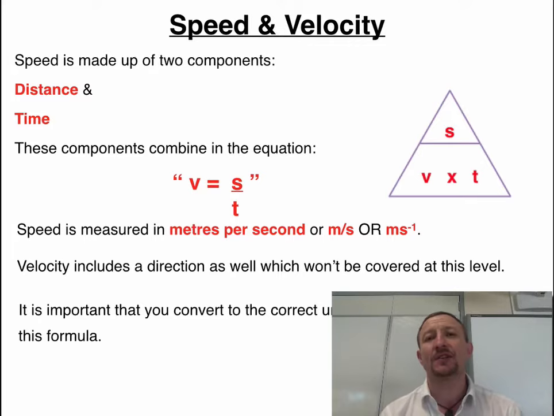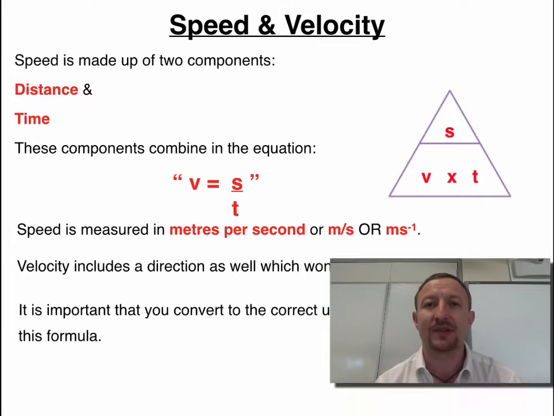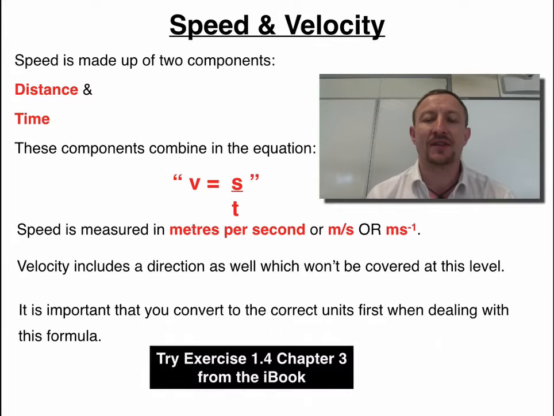Okay, so in order to calculate velocity, as I said earlier, we have distance, which is measured in meters, and time, which is measured in seconds. We must make sure that we convert our distances and our times to the appropriate units. So if you go to exercise 1.4 on chapter 3 of the iBook, you will see a few exercises which will allow you to convert distance from kilometers into meters and time from minutes or hours or days into seconds. So have a go at that now and then come back and have a look at the examples that we're going to run through in a second here.